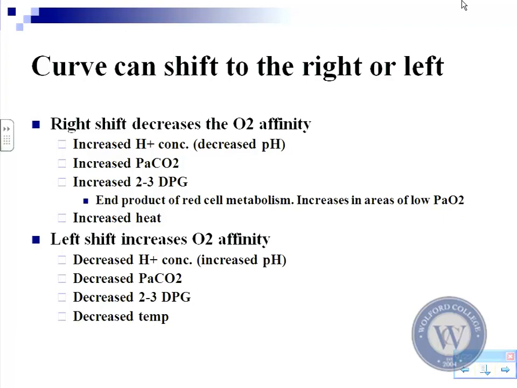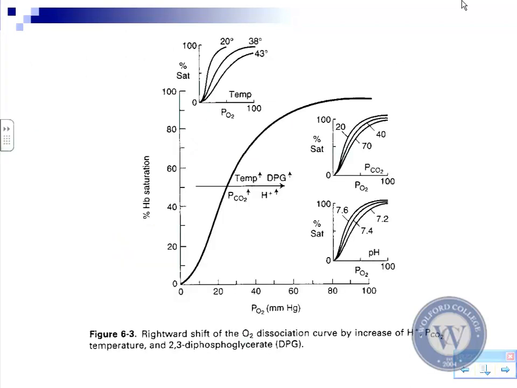Hopefully you'll remember that. Okay, so here's what your friend is doing. This is a person at a cooler temperature, 20 degrees versus 38 degrees. You see the curve shifts that way. Okay, so a right shift goes with a higher CO2 and a lower pH. These are the examples that you should know for your test.